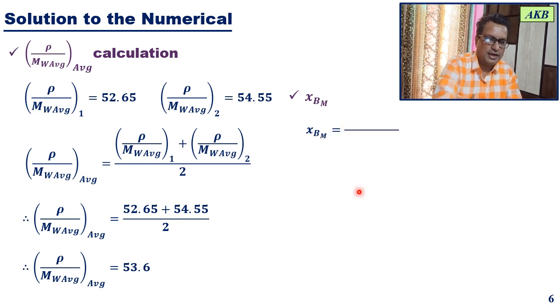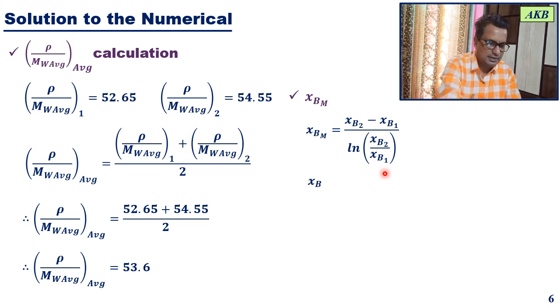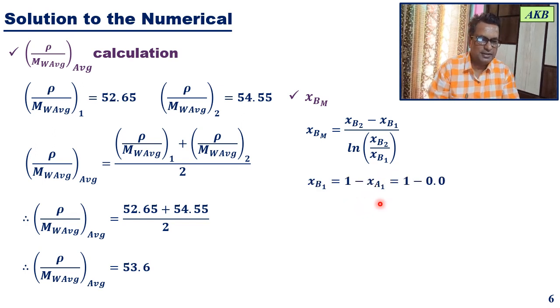Then the next step is calculation of XBM. For that, the formula to be used: XBM is nothing but the logarithmic average of XB2 and XB1, for which you have this equation: XBM is equal to XB2 minus XB1 divided by ln of XB2 by XB1. But over here we don't know XB1 and XB2, so first of all, we will have to calculate that, and that will be calculated from xa1.